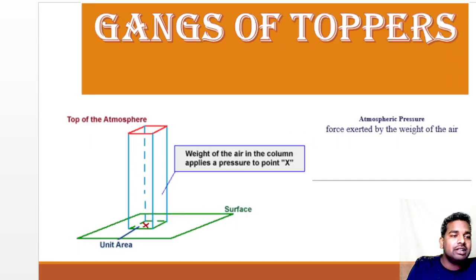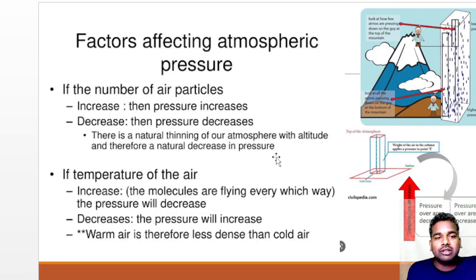Now what are the factors responsible for atmospheric pressure? If you look at this column, you can see that the density of air at the bottom, at the low surface of the atmosphere, is more as compared to the top of the atmosphere. The intermolecular space between the molecules is more at the top as compared to the bottom of the layer.